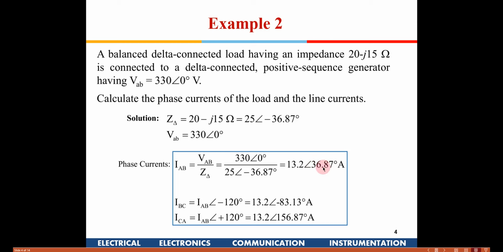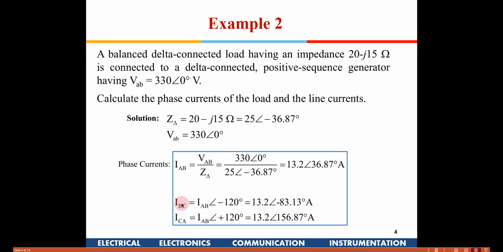In this particular problem, we are also taking into account the phase angle. So the current will be leading the voltage by 36.87 degrees here. Since there is no negative sign, that means it is leading. It is a capacitive load, that's why it is leading here.